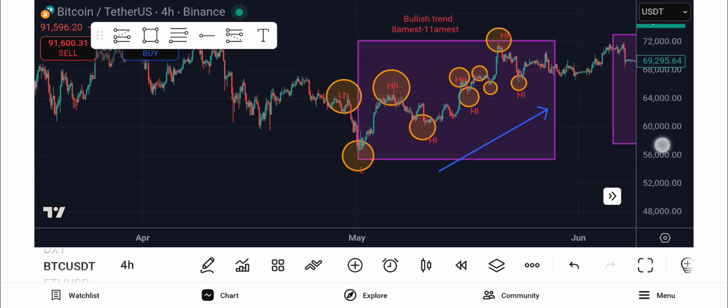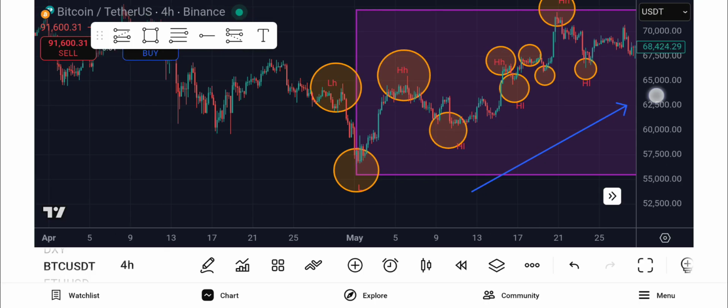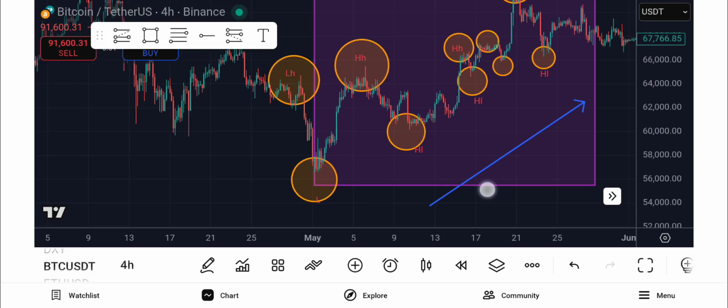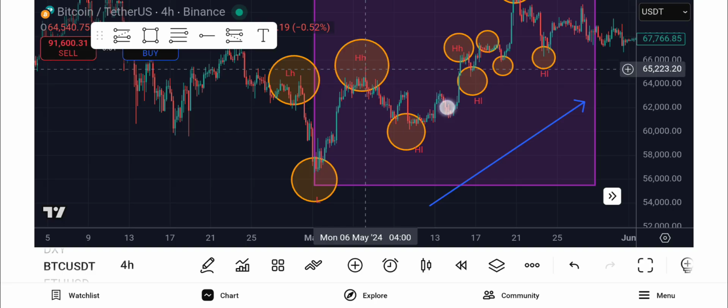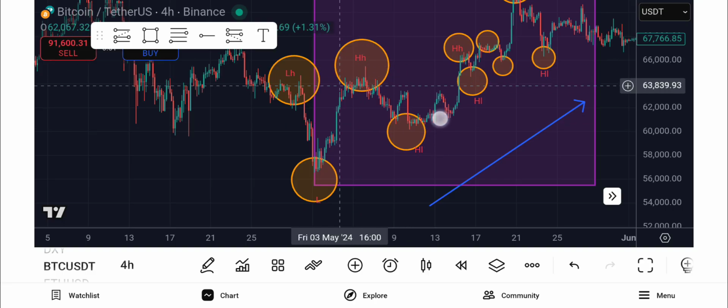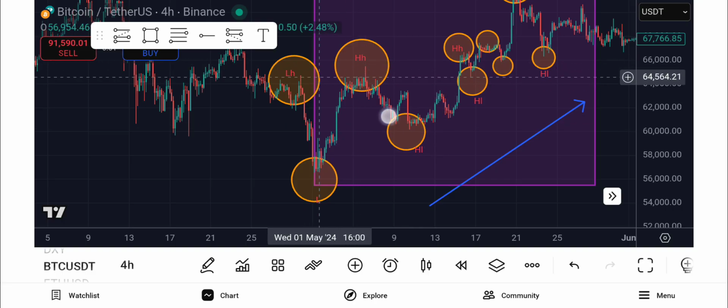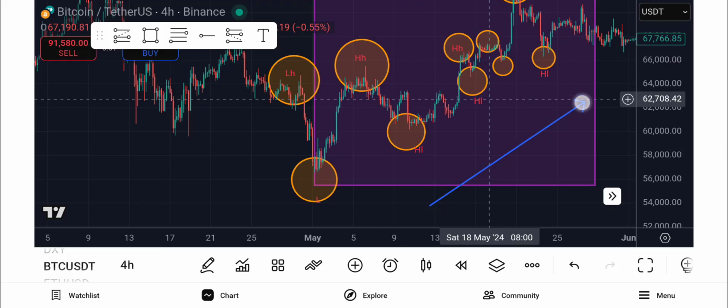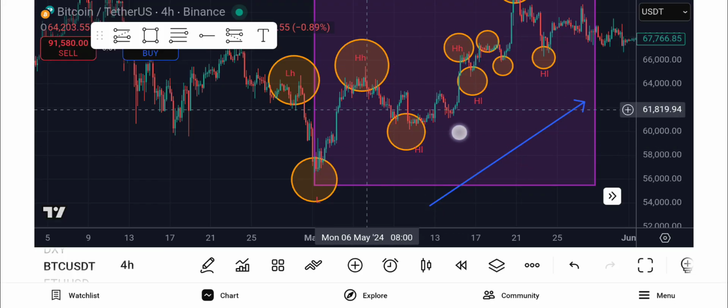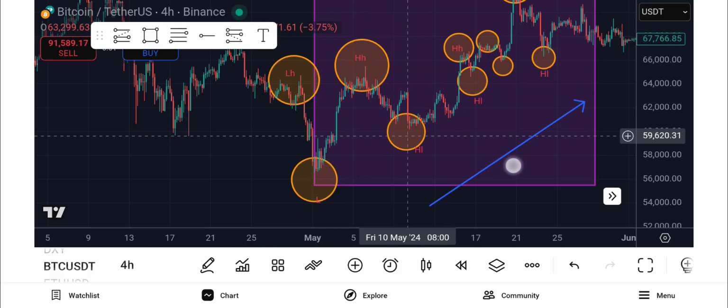Right. Then once we wait for that, what we're gonna do next is, once we identify that this broke, we're only gonna identify fair value gaps after it breaks these highs. Right, this lower high, once it keeps breaking them, that's how we know it's an uptrend. So we're gonna look for fair value gaps after it breaks this lower high and starts the uptrend.